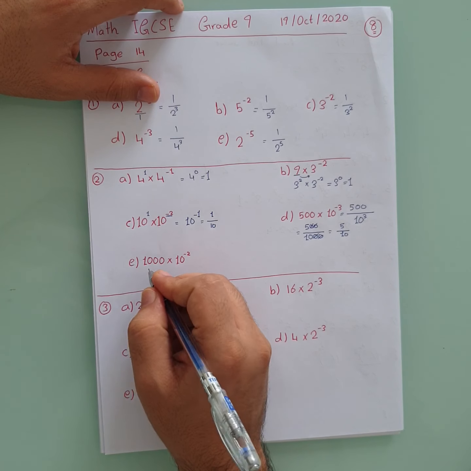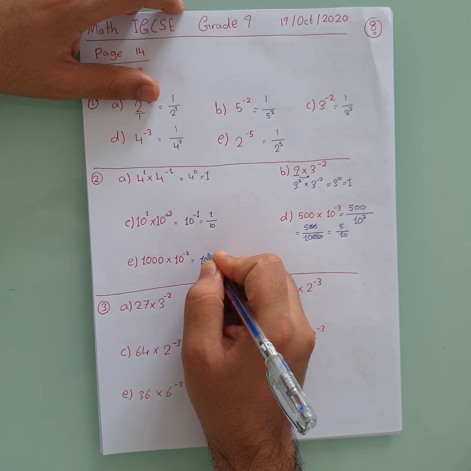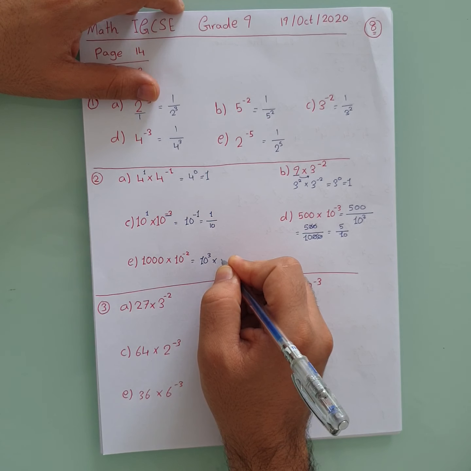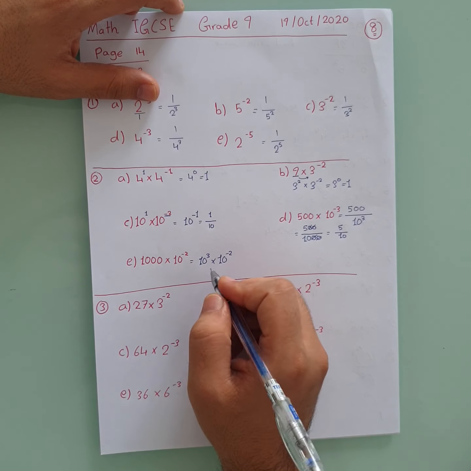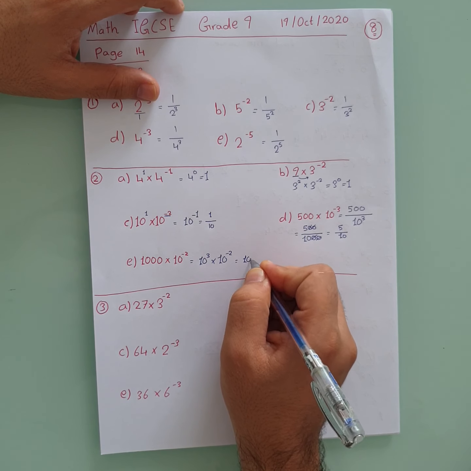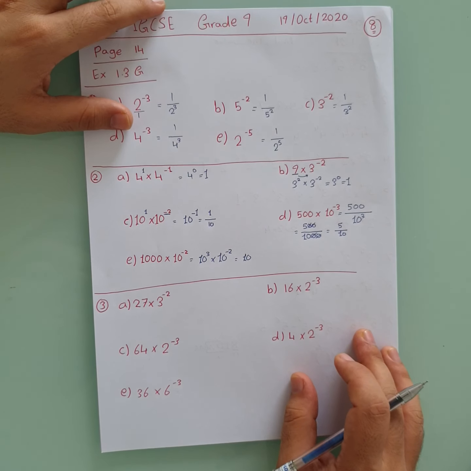The same goes here. 1000, what is it actually? It is 10 to the power of 3 times 10 to the power of negative 2. 3 and negative 2, you'll have 10 to the power of 1, which is 10 only. No need to simplify it.